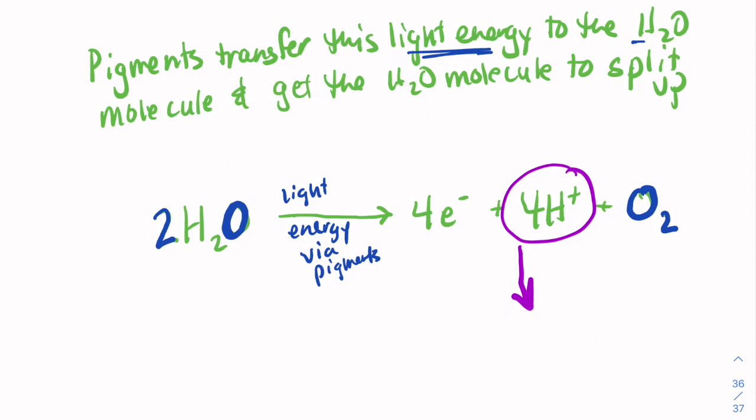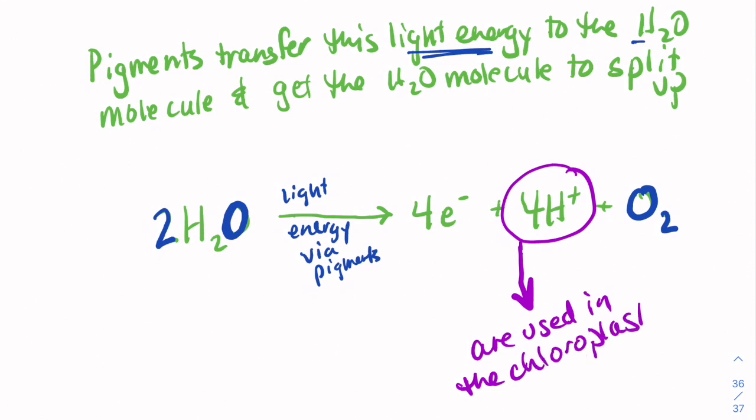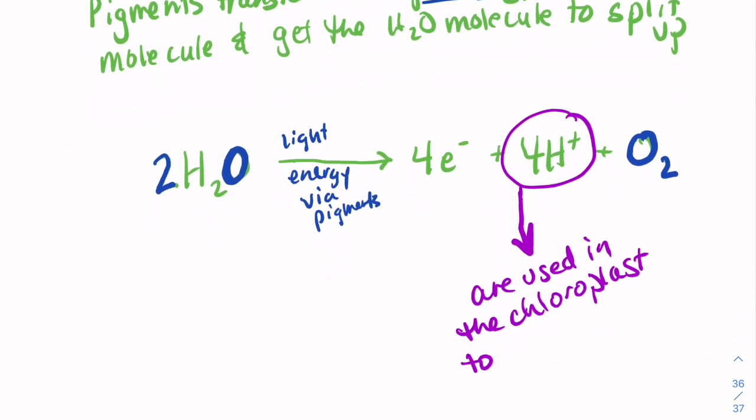Chemiosmosis. Let's just say that these protons here are used in the chloroplast to do chemiosmosis and produce ATP.